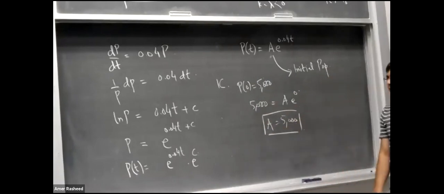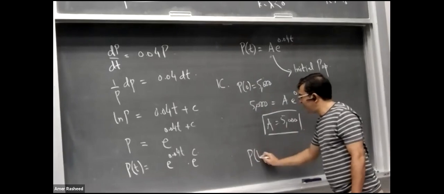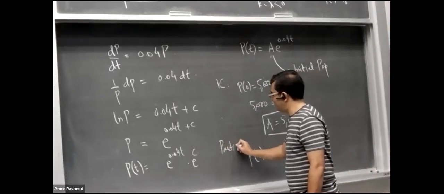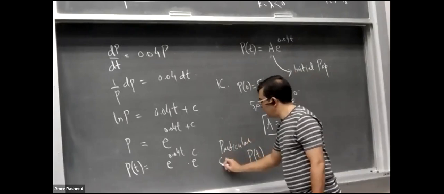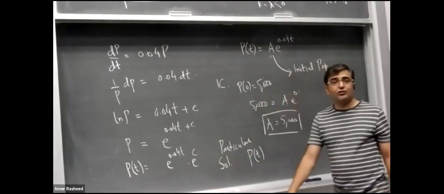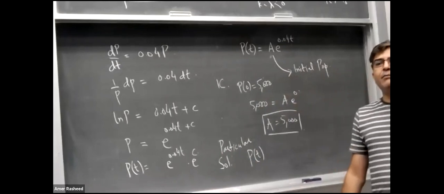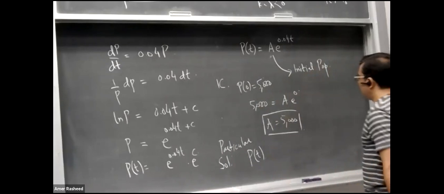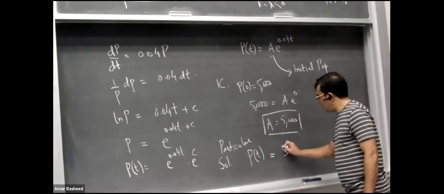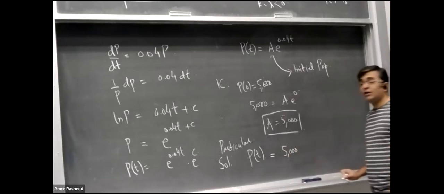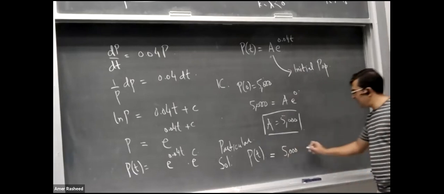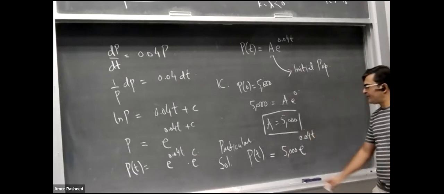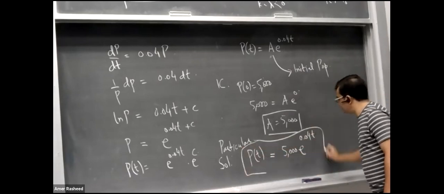Now the complete solution is the particular solution. I told you the particular solution is a solution obtained from the general solution by using the initial condition. So this solution, in fact, suits your situation: 5,000 times e raised power 0.04 times t. So this is your solution.